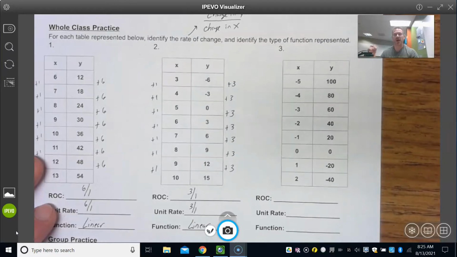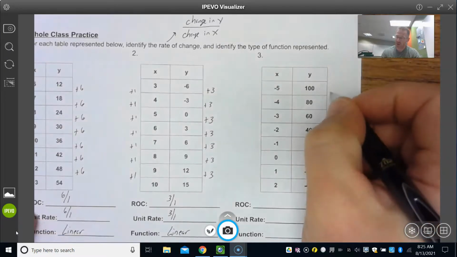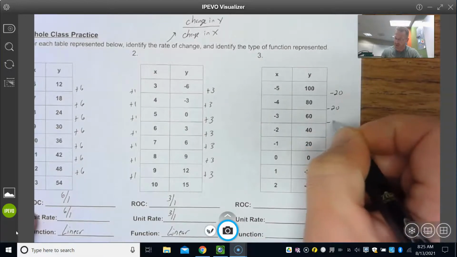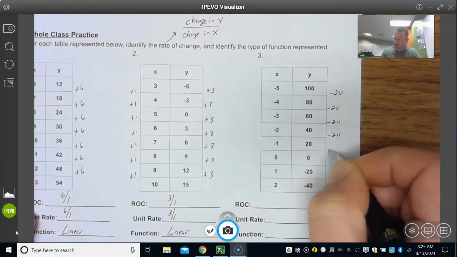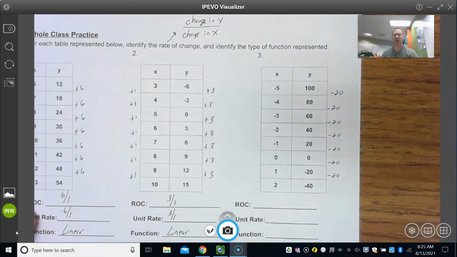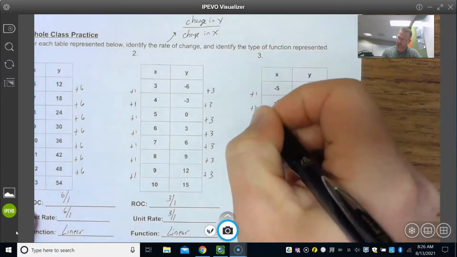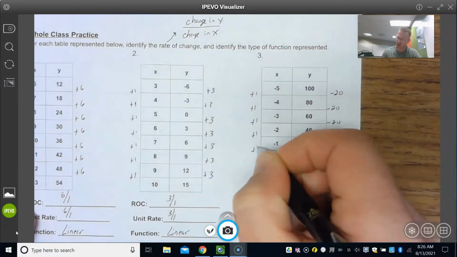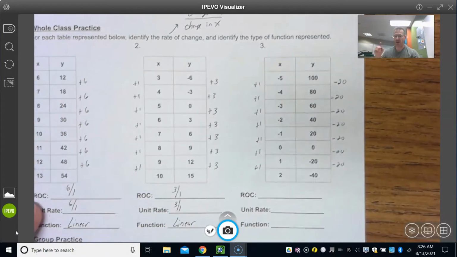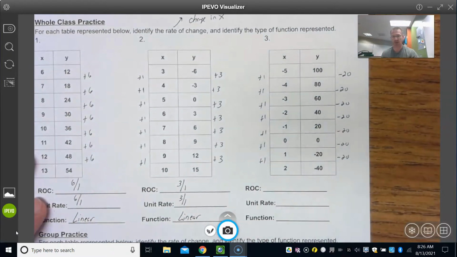Okay, now let's look at the work you did here. Hopefully you saw that, oh, I went down by 20. I went down by 20. And so if I look, all of these do in fact go down by 20. So hopefully that matches what you have. Okay, now pause the video and do the changes in x. Okay, now once again, we can see that these all change by 1.